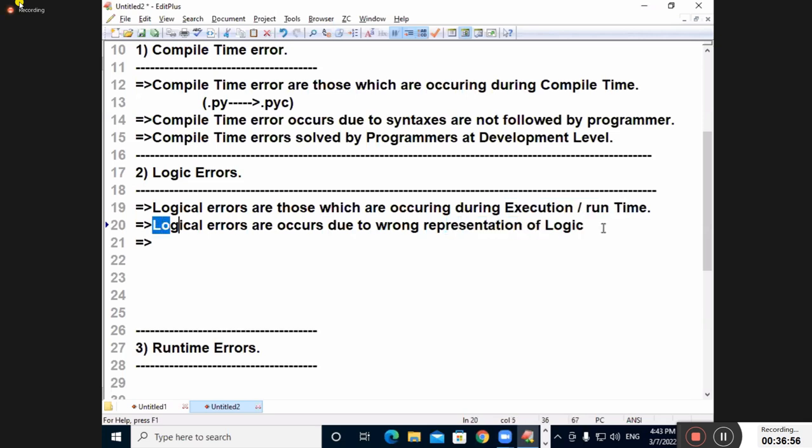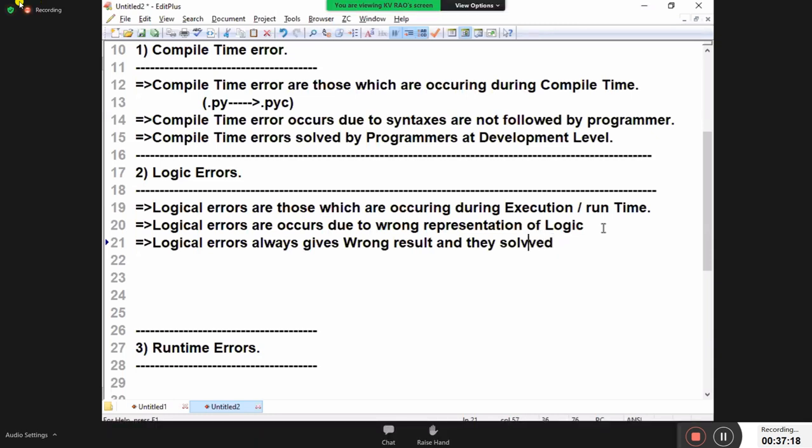And one more point I would like to write: logical errors always give a wrong result. Always give what? Wrong result. And they must be solved by, come on students, who will solve? Solved by whom?